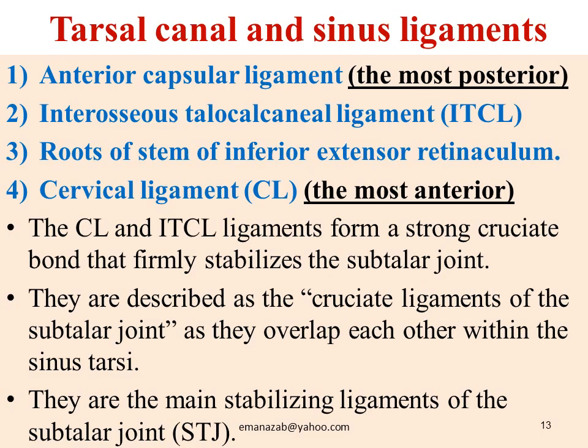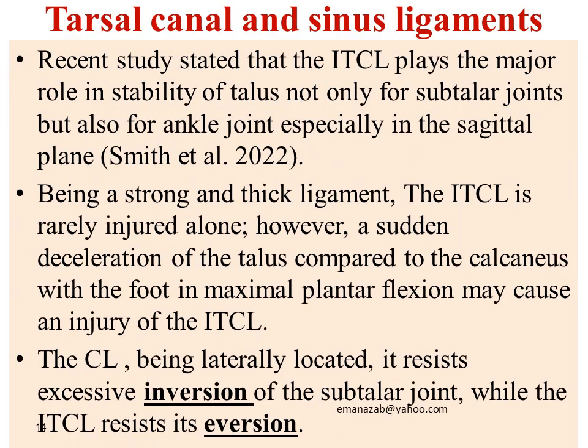They are described as the cruciate ligament of the subtalar joint, as they overlap each other within the sinus tarsi. They are the main stabilizing ligament of the subtalar joint. A recent study stated that the interosseous talocalcaneal ligament plays the major role in stability of talus, not only for the subtalar joint, but also for the ankle joint, especially in the sagittal plane.